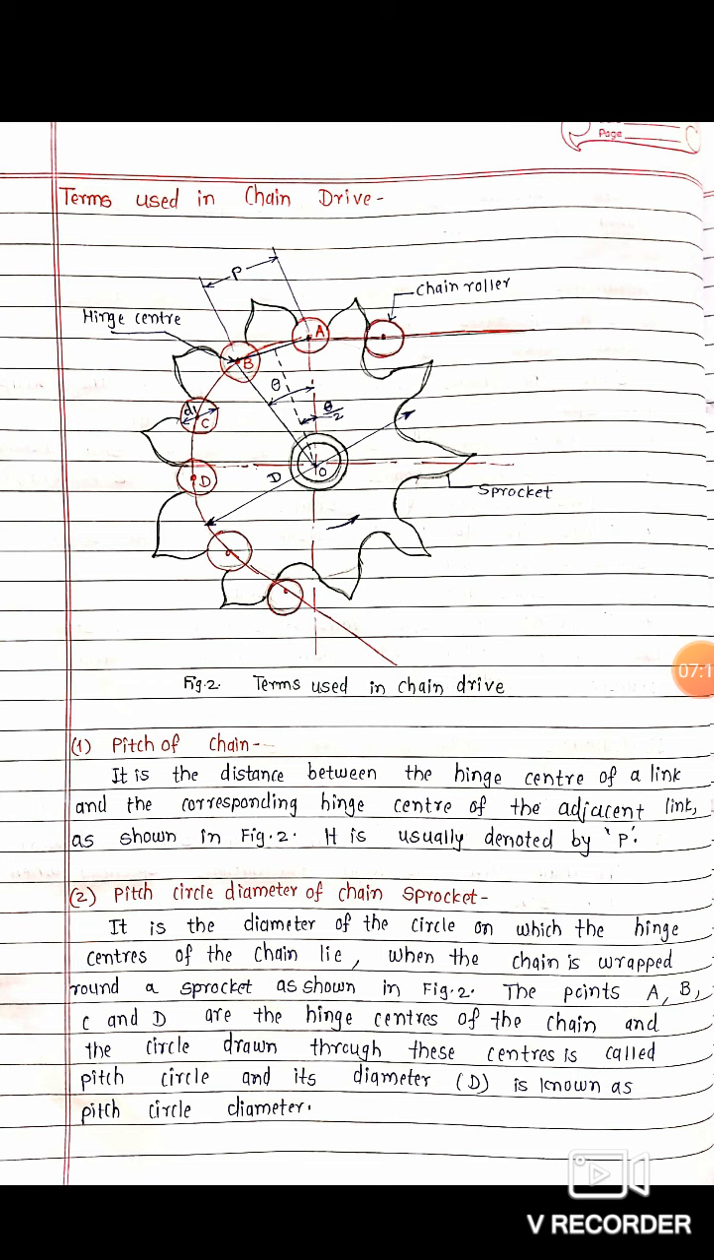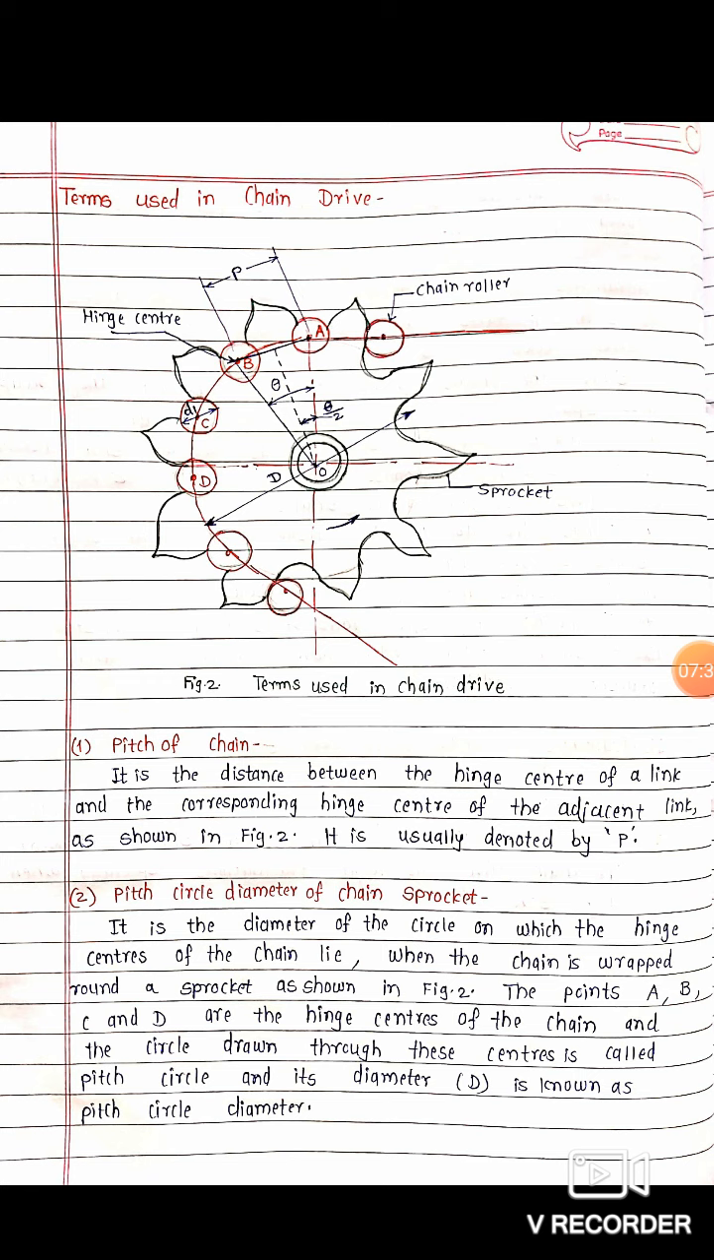Now the pitch of chain, by definition, is the distance between the hinge center of a link and the corresponding hinge center of the adjacent link, as shown in figure 2. It is usually denoted by P. In this figure, this distance A to B is the pitch distance.